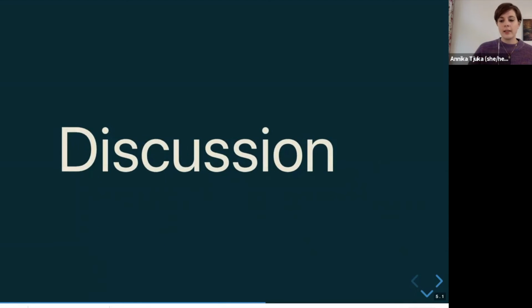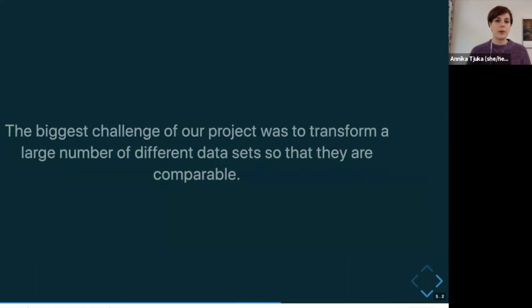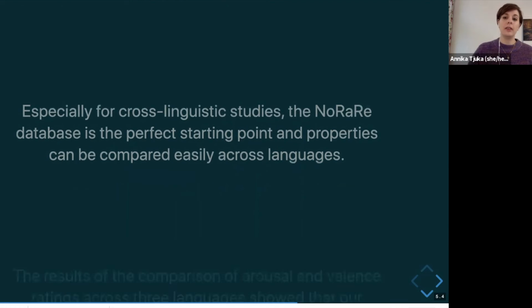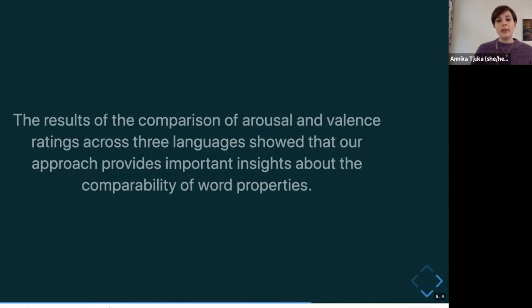To summarize this study and our approach, the biggest challenge of our project was to transform a large number of different data sets so that they are comparable. Especially for cross-linguistic studies, this NoRaRe database can be the perfect starting point because you can easily compare word properties across several languages. The results of the comparison of arousal and valency ratings across the 3 languages showed that our approach provides important insights about the comparability of word properties.